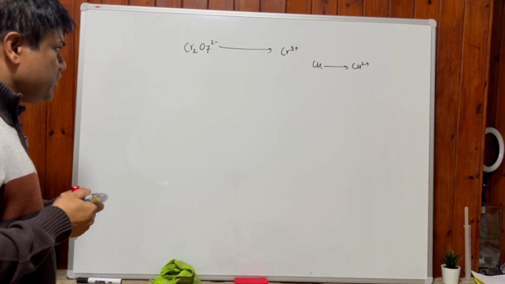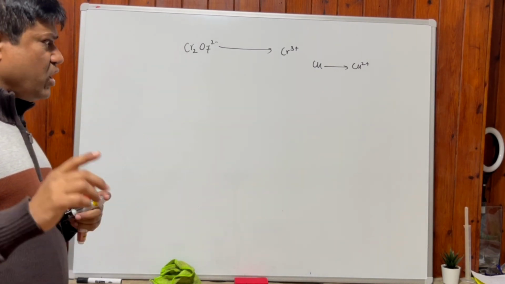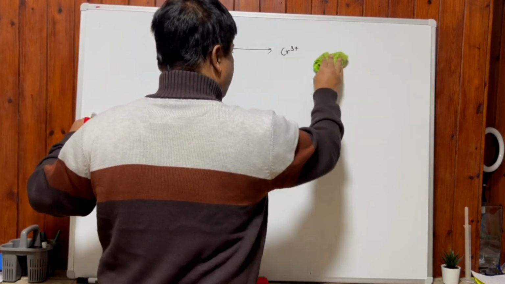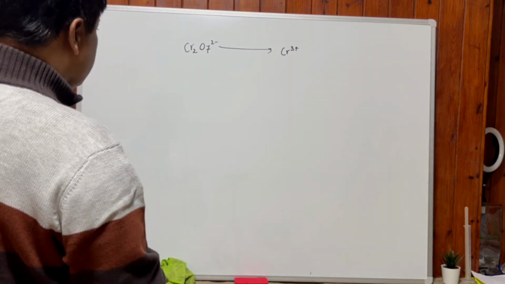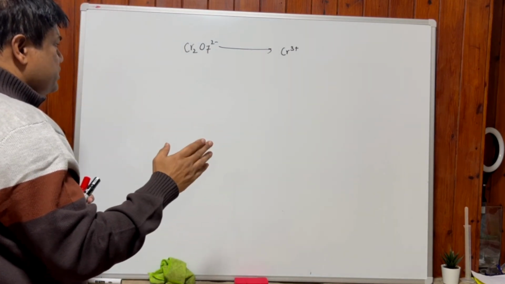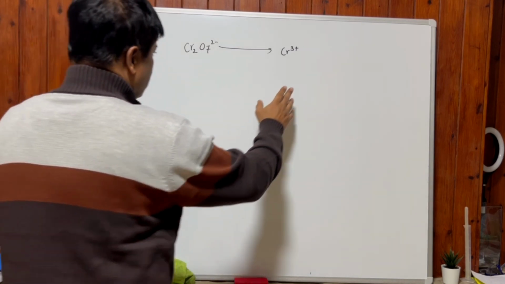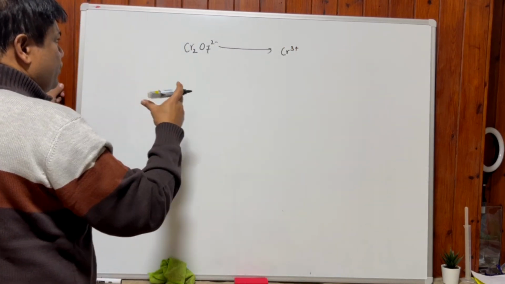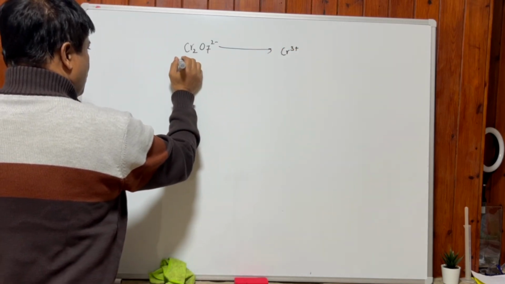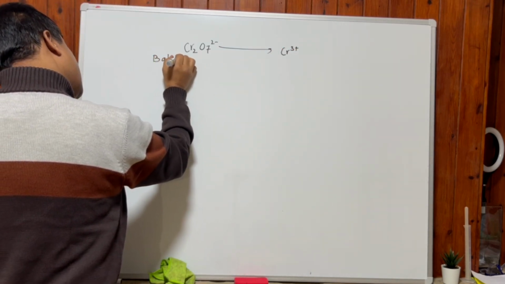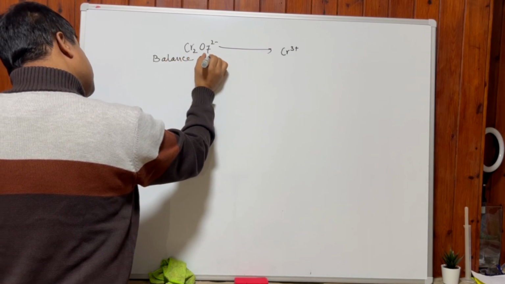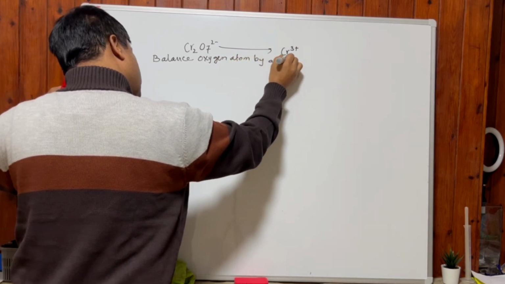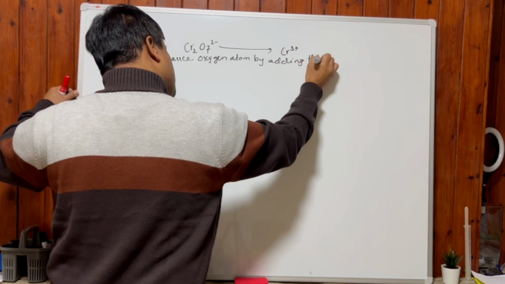Let's follow all the rules I have just discussed to balance the half equation by the ion-electron method. Same thing, balance the oxygen by using water molecules, on the left side and the right side. How many water molecules do I have to add here? 7 H2O. Balance the oxygen atom by adding H2O.